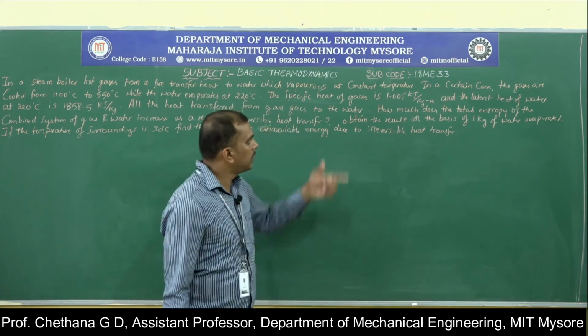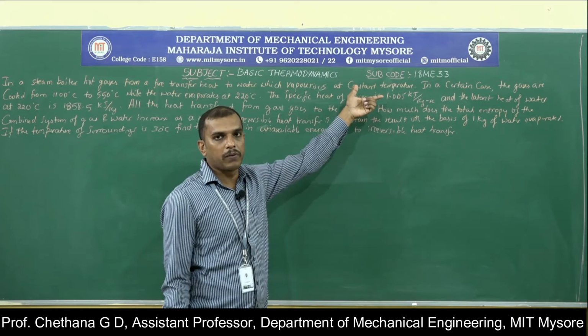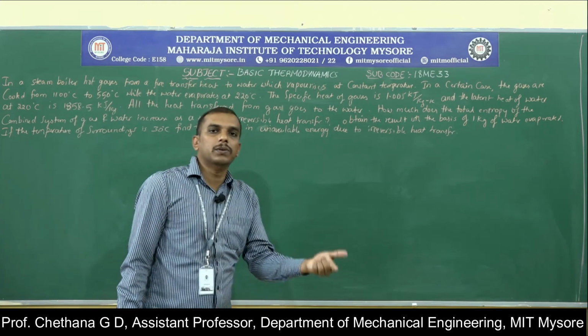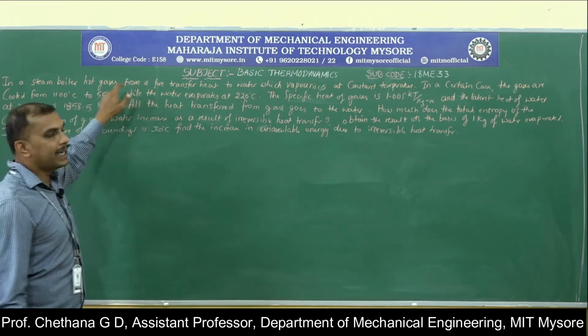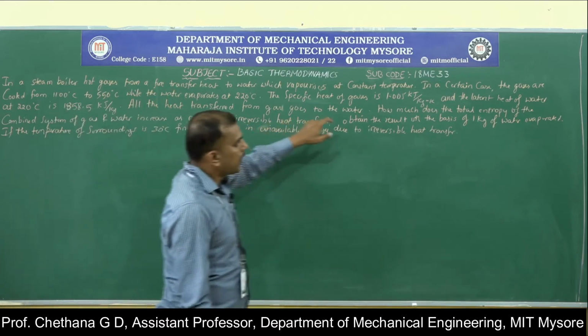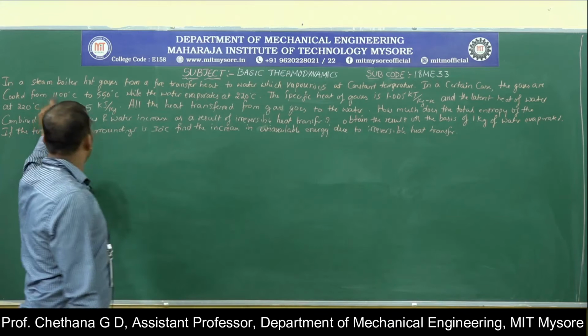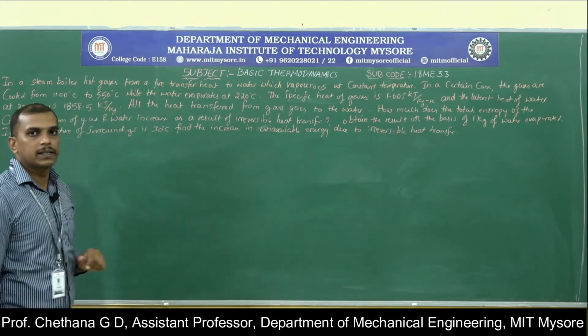So the working fluid is evaporating or vaporizing at constant temperature. However, there is a gas which is transferring the heat to this water. So what we are trying to say is that it is a finite source. Okay. Now, in a certain case, the gases are cooled from 1100 degrees Celsius to 550 degrees Celsius.